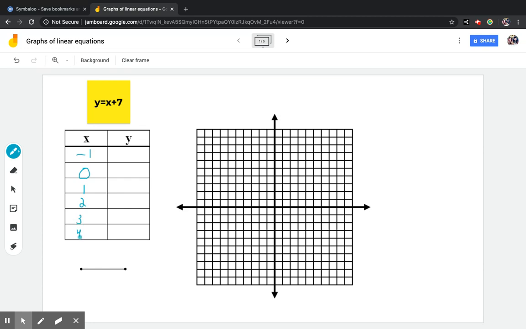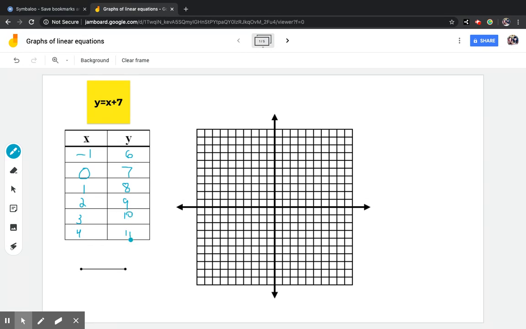All right. Now, an equation like this should have a pretty simple pattern. So for example, 0 is my x, plus 7 would just be 7. So 0 plus 7 would be 7. Negative 1 plus 7 would be 6. 1 plus 7 would be 8. And then you should be able to see the pattern from there. So 9, 10, and 11.